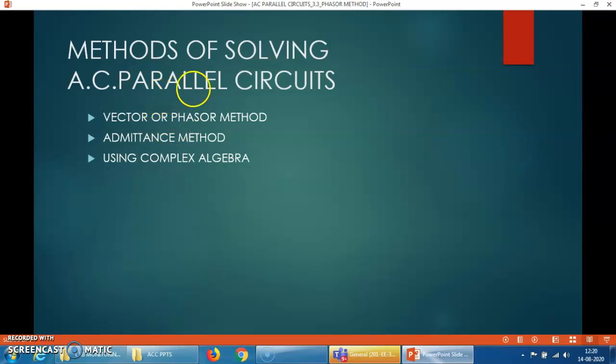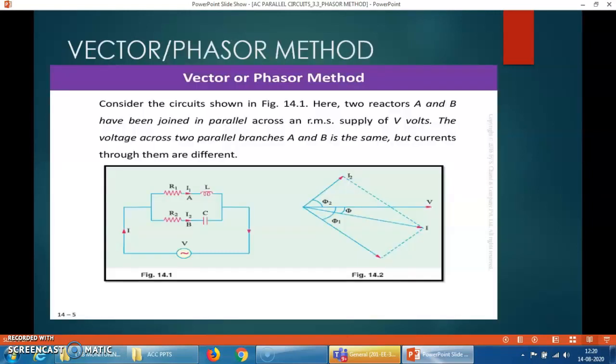Second method is the admittance method, and third method is the complex algebra method. Today I will discuss the vector or phasor method. How to solve the AC parallel circuit by using the vector method? See, here one circuit diagram is given.